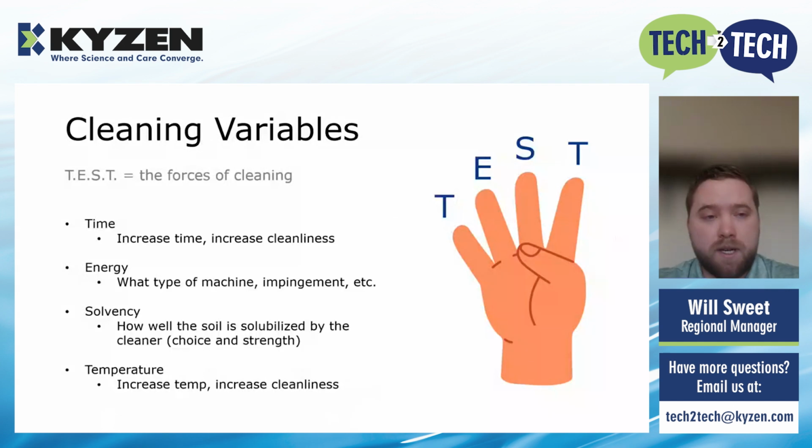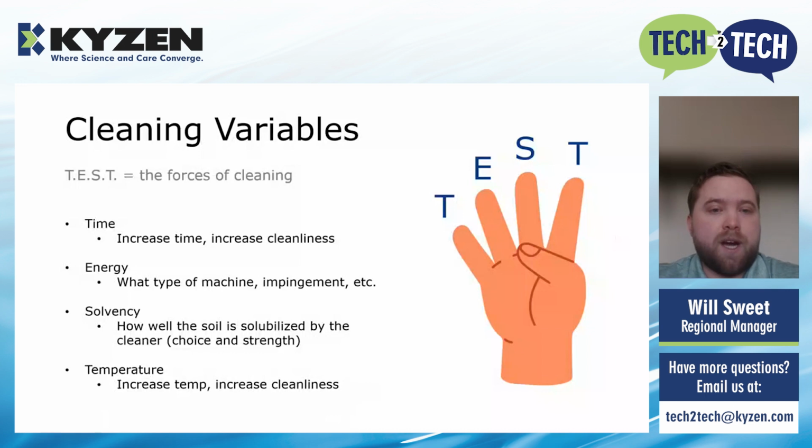Briefly, what these are: you can increase time to increase cleanliness in general. Again, there's always the rule of diminishing returns, but in general, increasing time gives you more time to clean parts. Energy refers to what type of machine or washer you have, what type of impingement, whether it's spray, immersion, ultrasonics. A lot of times with this one, you're pigeonholed. Either you're walking into an existing process and you have a machine that you have to work with, or you're getting a new machine, but once you make that decision, that's the type of energy that you have. There's no changing that after that.